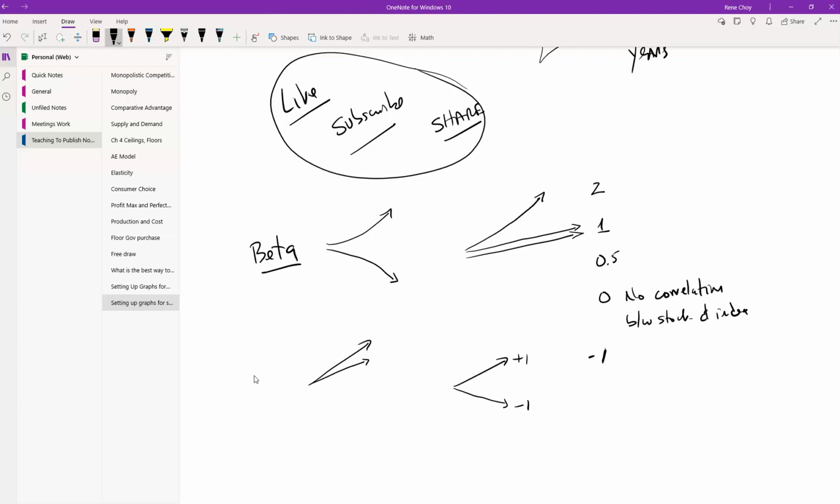All right. Now, if you have a negative 0.5, then what it means is if the index goes up by 1, you're going down by 0.5. Again, these are averages, all right? So it's not every day. Now, if you have a beta of negative 2, then if the index is going up by 1, then you're going down by 2.